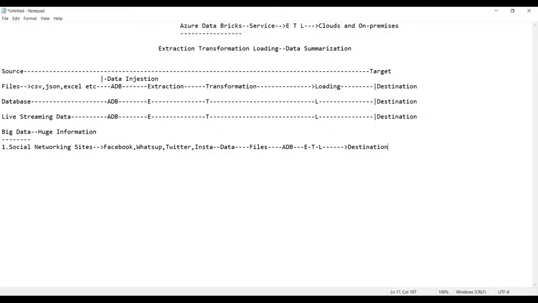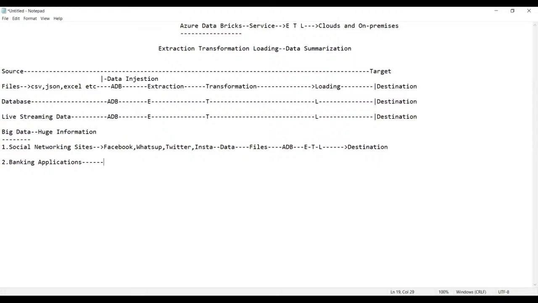Okay, guys, that's it. Apart from this, we can also get the data from social networking sites. We can also get the data from banking applications. So in the banking applications, we can get the data.